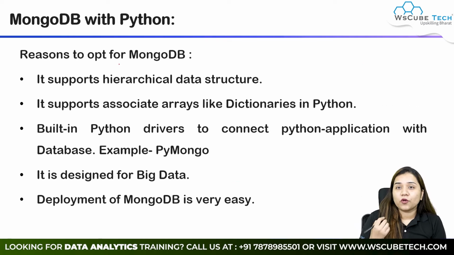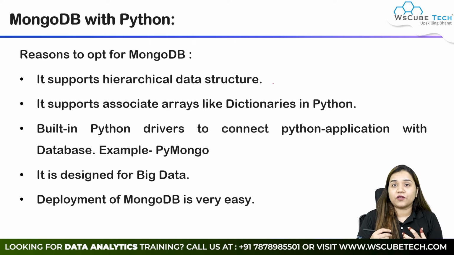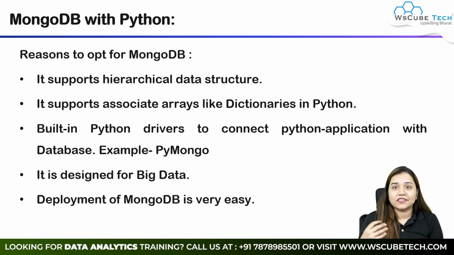Moving ahead and talking about why we should opt for MongoDB and what is the combination of MongoDB and Python, let's have a look at that. So it supports hierarchical data structure. If I talk about documents, we can send the data in the format of a document. It supports associative arrays like dictionaries in Python. In Python, the dictionary is a very simple thing where we have a key and we have a value. These key-value pairs get stored in the format of a document inside MongoDB.